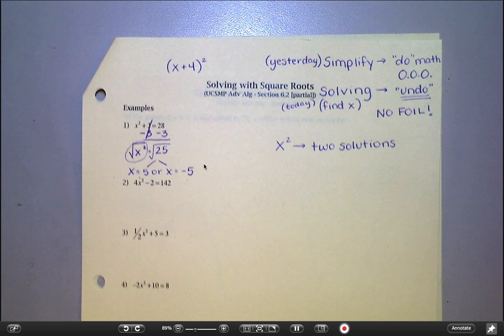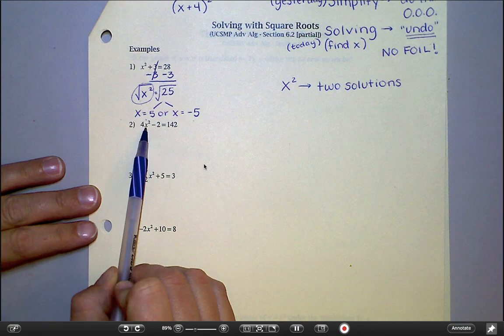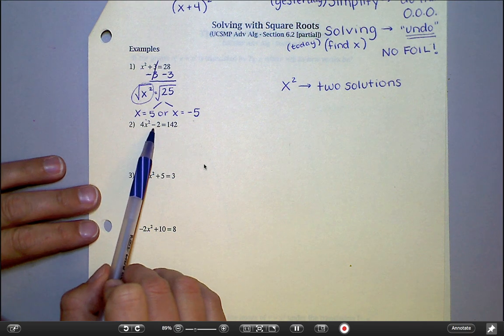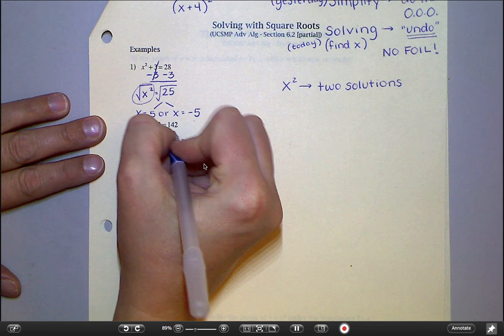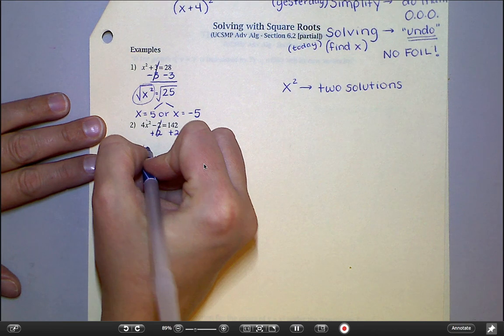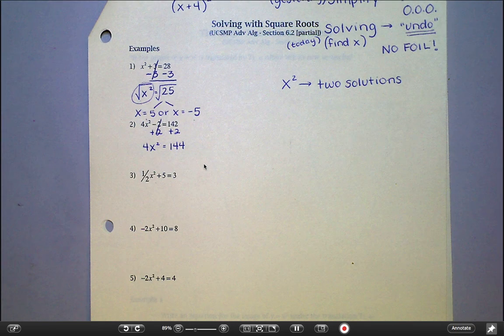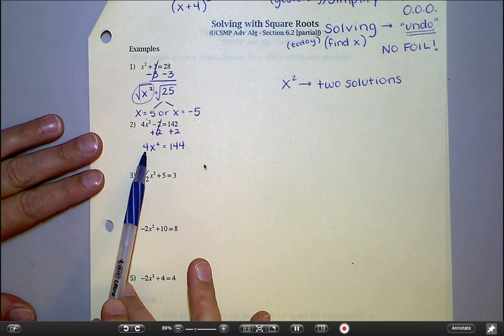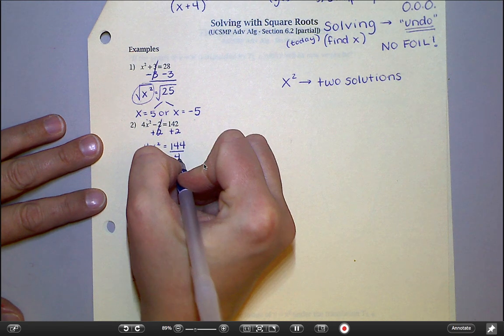Okay? So looking at the next one, think of this kind of like when we did the absolute value stuff. Remember the first thing we did was clear everything away from the brackets. Now I'm going to clear everything away from the x squared. So the first thing I'm going to undo is this minus 2. So we're going to go plus 2 and plus 2. I end up with 4x squared equals 144. Don't take a square root yet. That's another mistake people make a lot here. We're not ready to take a square root. First, we need to get rid of that 4. So divide by 4, divide by 4.